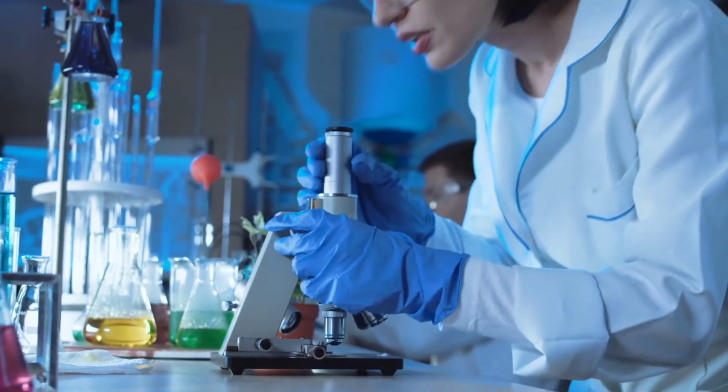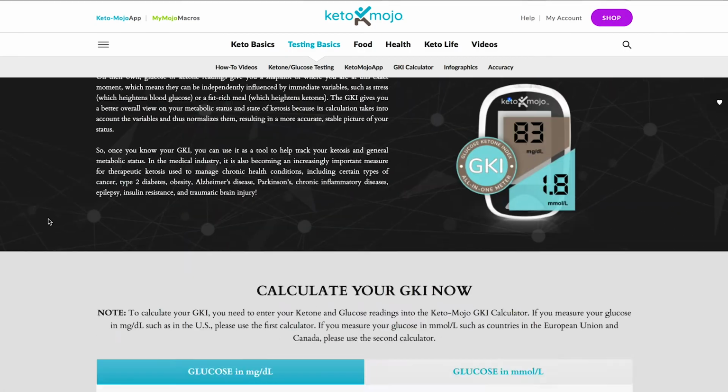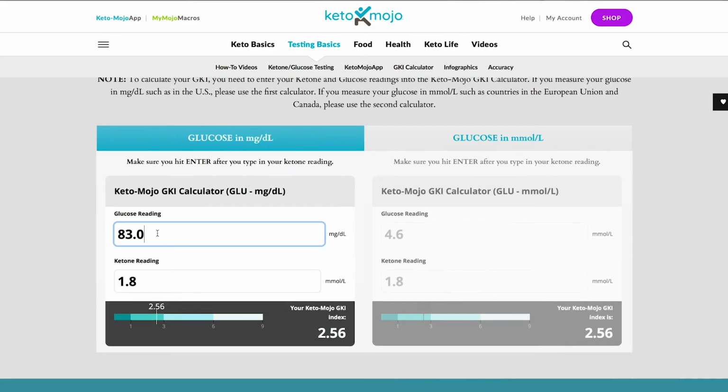And as the ketogenic community evolves and we start to learn more scientific ways to truly optimize our lives, we're going to realize that it's more than just testing that one number. You can head on over to Keto-Mojo.com, and they have a way for you to enter your readings into their simple little GKI calculator, and it's going to give you everything you need to know when it comes down to what your GKI is at that point in time.